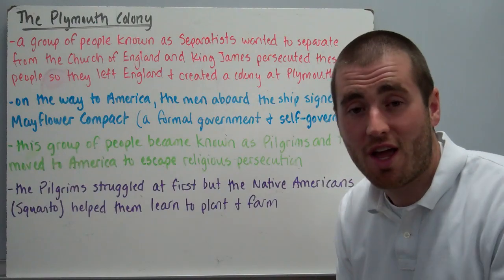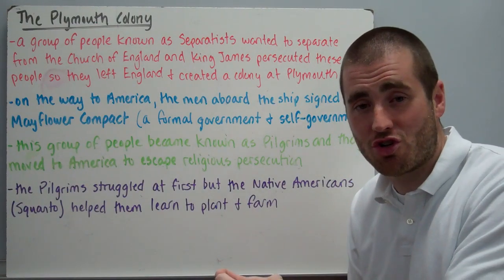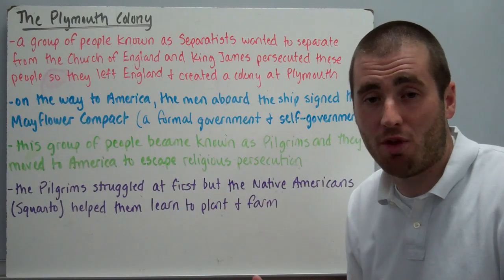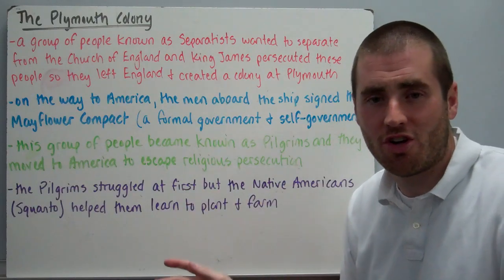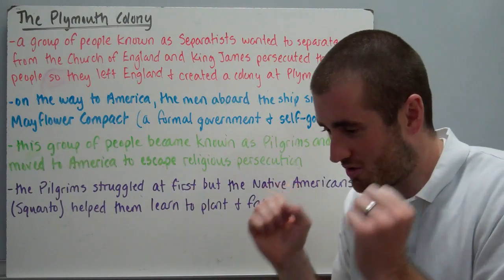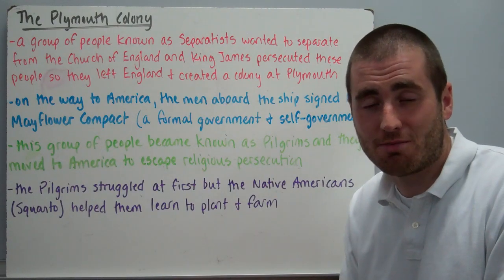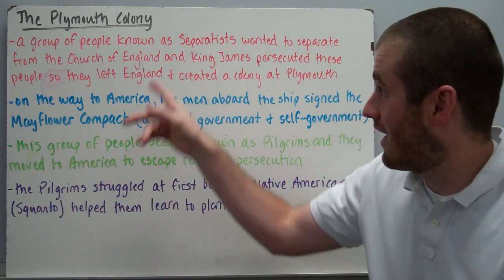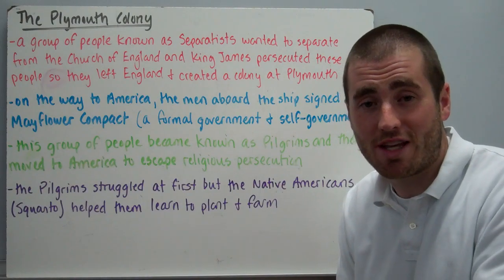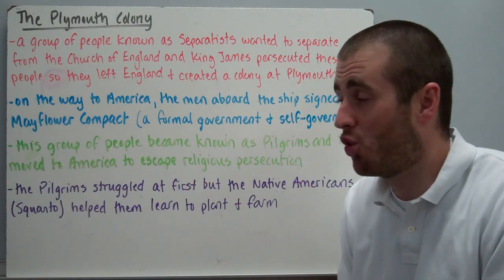Now, just to back up a little bit, the Catholic Church was once the church of pretty much all of Europe. And then England said, no, we want to make our own church. We're going to make the Church of England. One of the kings did. And so they separated from Catholicism, the Catholic Church, created the Church of England, and now you have this separatist group of people who decide they want to break away from the Church of England and be their own type of Christianity.